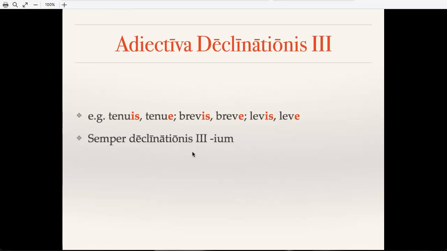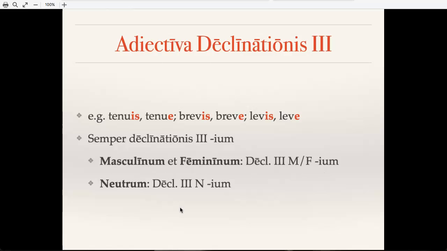They will always use third declension endings, and for our purposes in this class, we'll always treat them as third declension i-stem, -ium. There are some third declension adjectives which do not use -ium endings, but for the purposes of this class, if it's a third declension adjective, we'll use -ium endings on it. Either the third declension masculine and feminine -ium for a masculine noun or a feminine noun, and the third declension neuter -ium for neuter nouns.